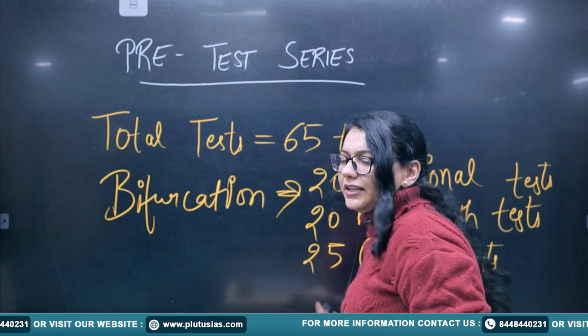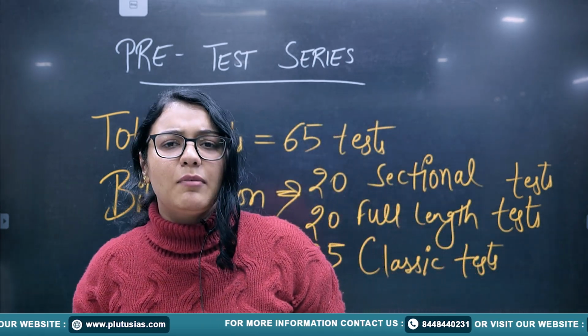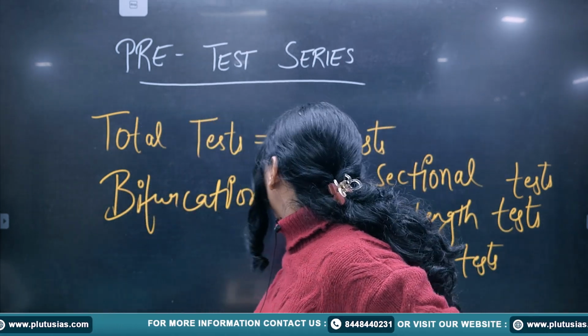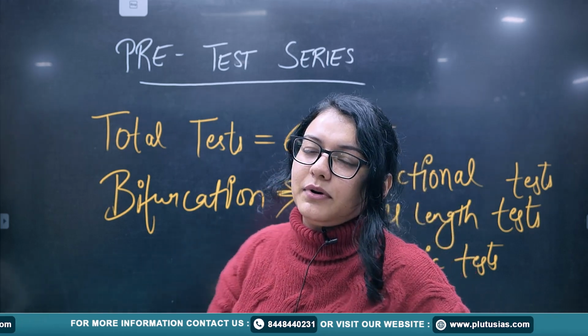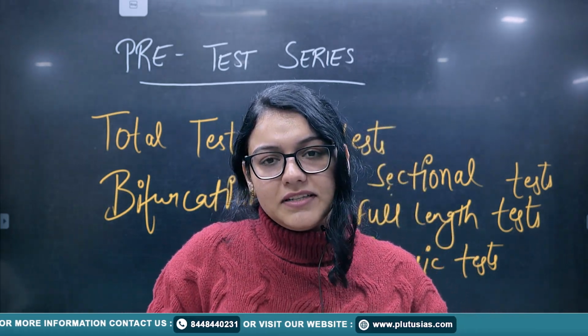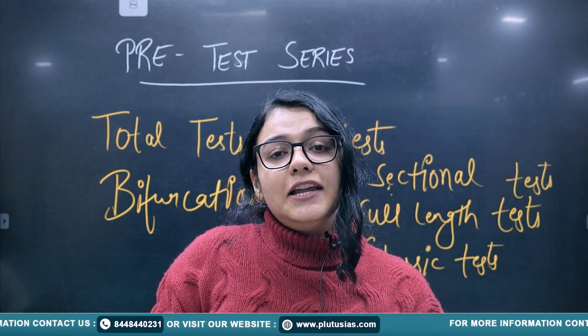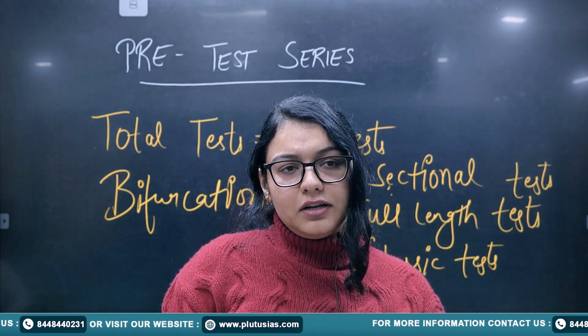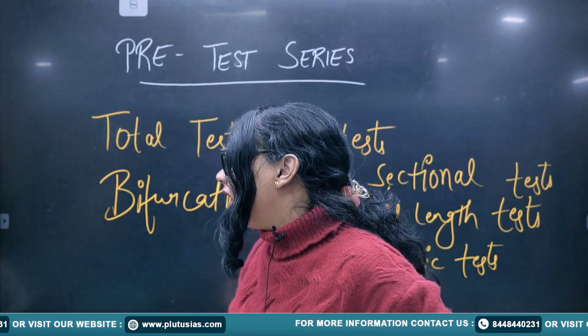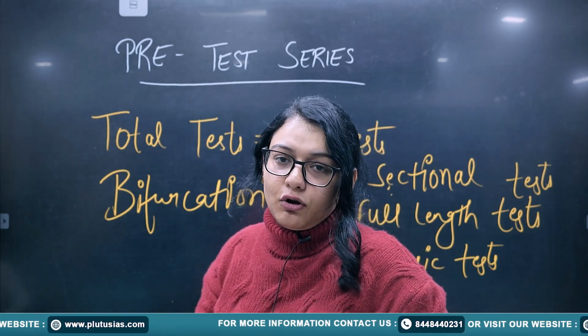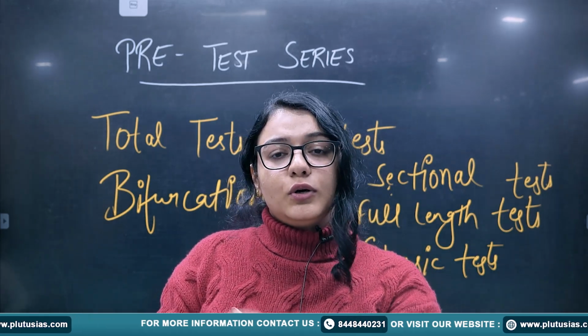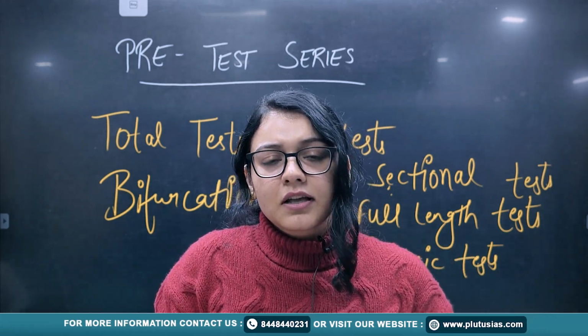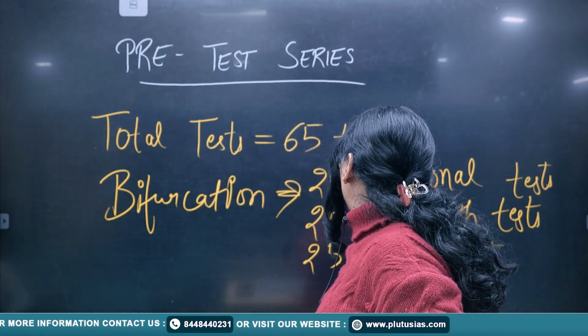So though sectional and classic somehow are same, there is a difference in sectional and full length. For example, if I talk about history, there are major five parts in history, like ancient, medieval, modern, world history, and art and culture, right? So for example, one test will be conducted on modern history or the compilation of both modern and world history, matlab not on complete syllabus. So that will be included in your sectional test.